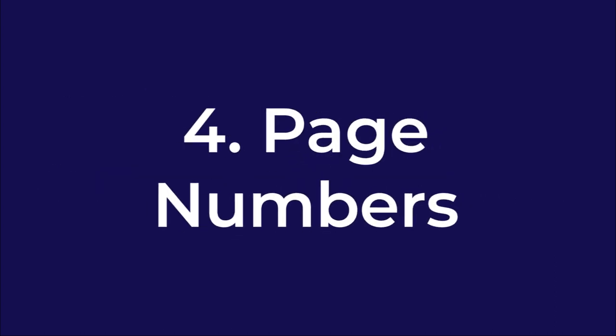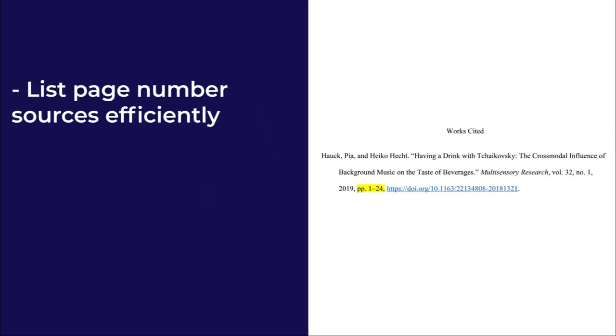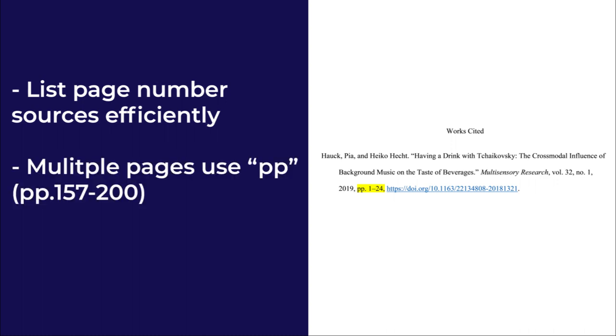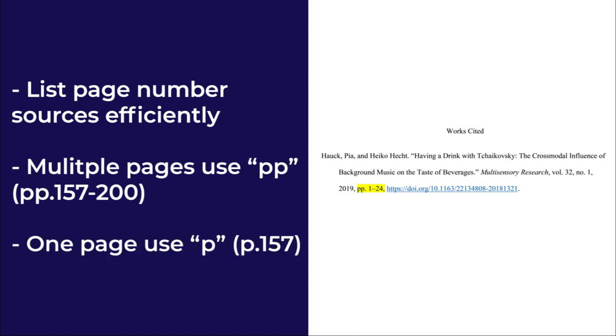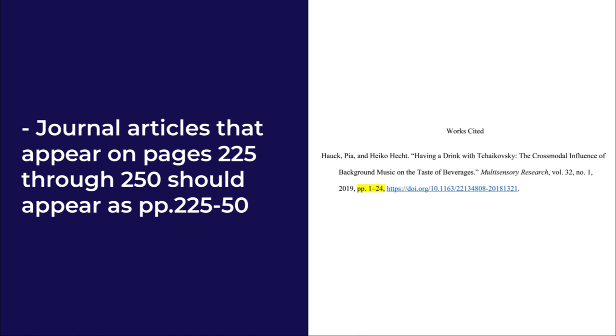Number 4. Page numbers. List page numbers of sources efficiently, when needed. If the excerpt spans multiple pages, use pp. with a hyphen between the page numbers. For example, pp. 157-200. If only one page of a print source is used, use the abbreviation p. before the page number. For example, p. 157.